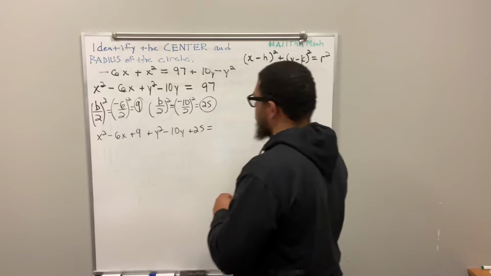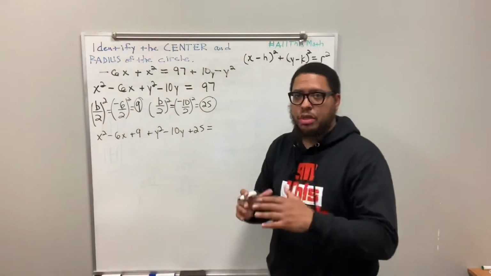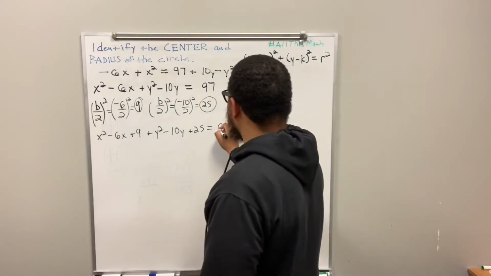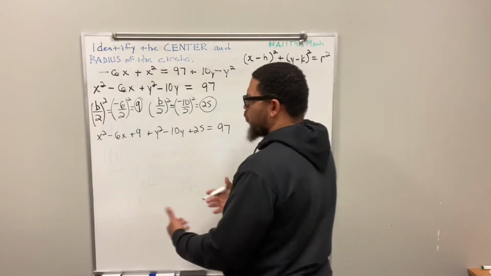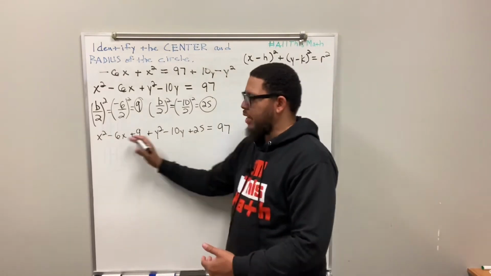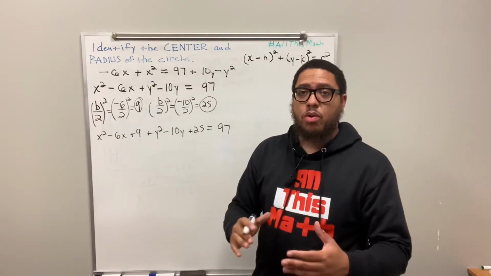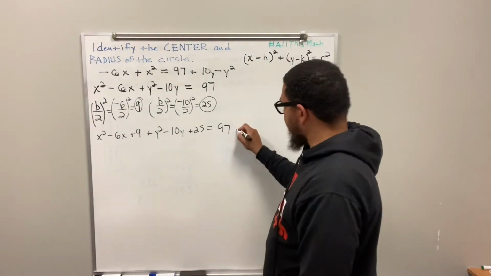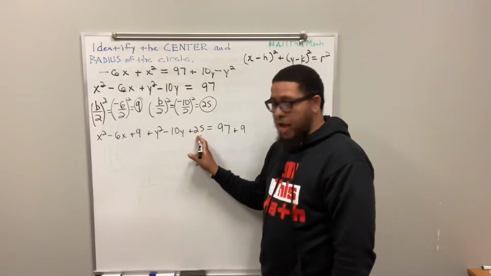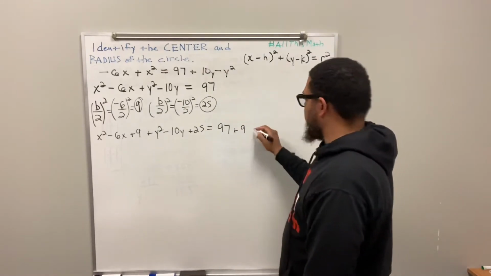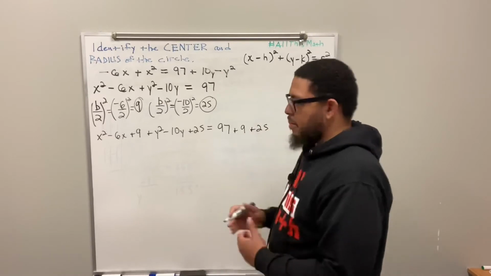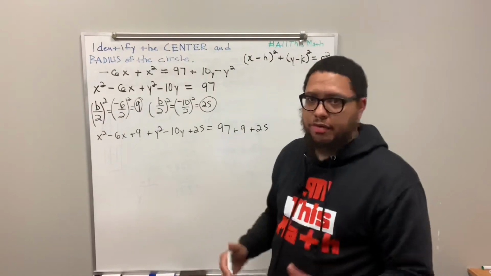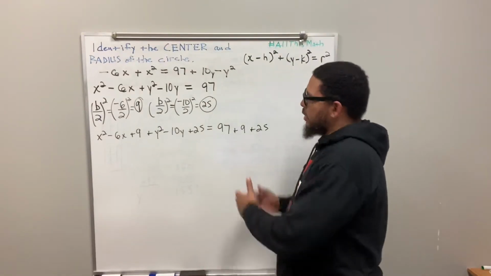Now, it's something I got to do to keep everything balanced, because in algebra and in mathematics in general, we want to be balanced with everything we do. We had a 97 on the right side of the equation. I can't just willy-nilly add 9 and 25 to the left side of the equation and think everything is cool. No, you got to keep everything balanced. So if I add 9 on the left, I got to add 9 on the right. And if I added 25 on the left, I got to add 25 on the right. Because in math, we want to be balanced. Just like in life, you want to have balance in your life, and you want to have balance in your math problems.